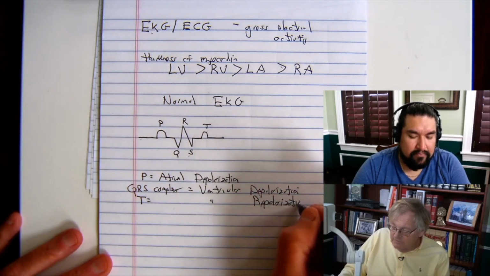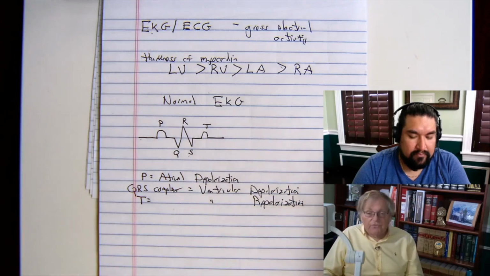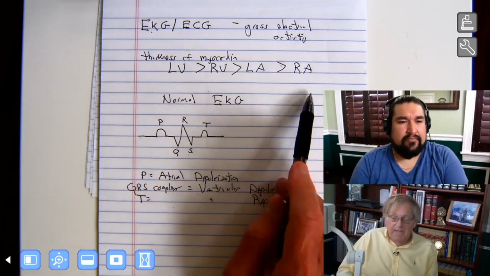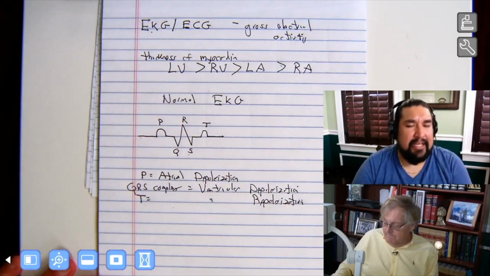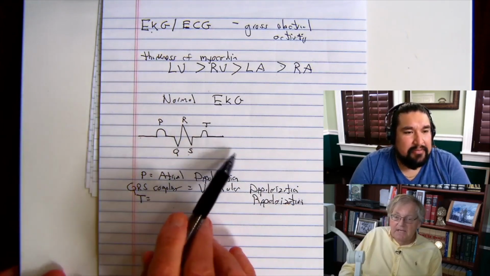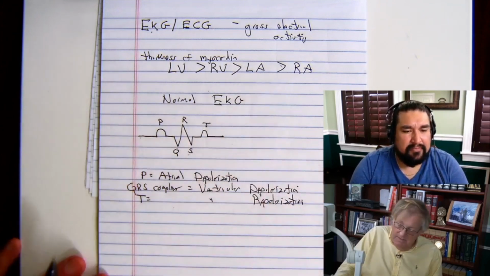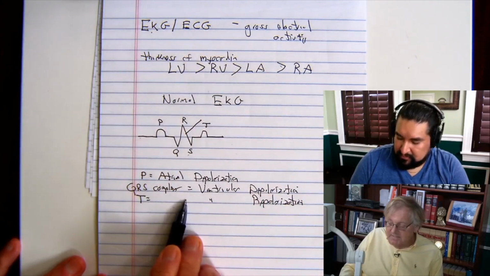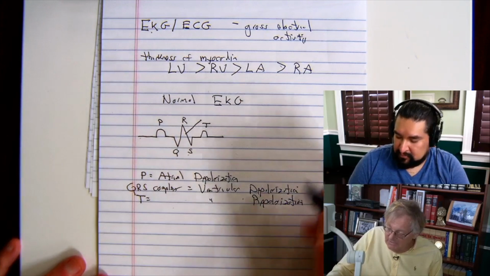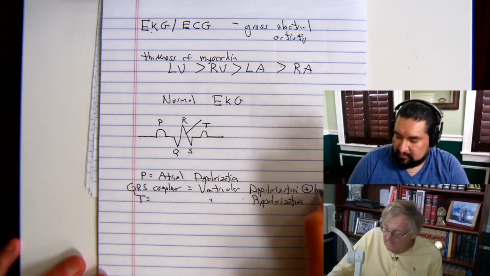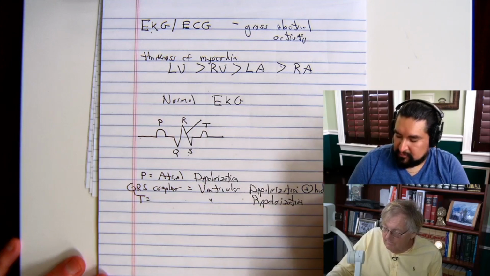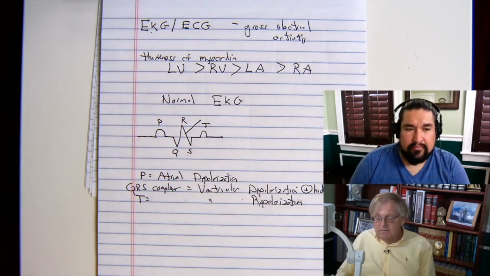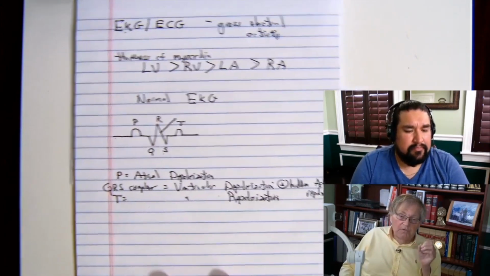And now you should ask yourself, well, then where do the atria repolarize? Well, because the atria have such little muscle mass, it's actually hidden right inside of here. So my QRS complex has a ventricular depolarization and a hidden atrial repolarization. Okay, so that's what I would say is a normal EKG.